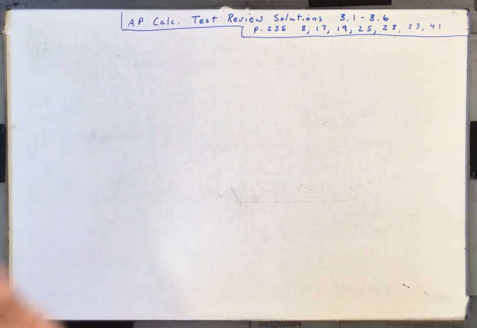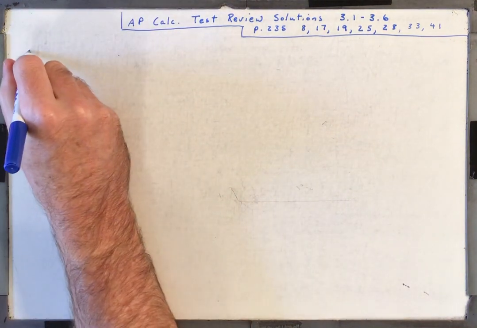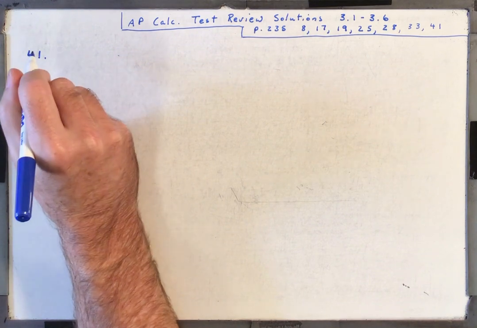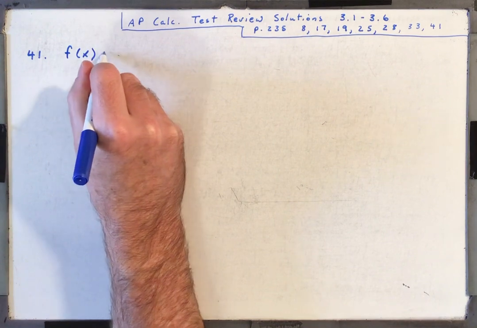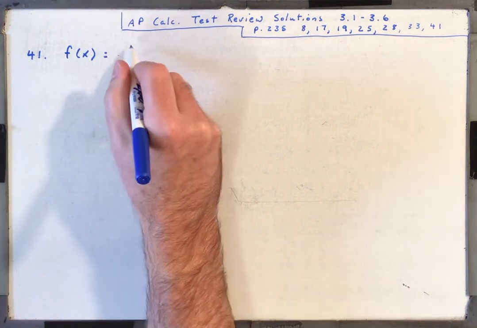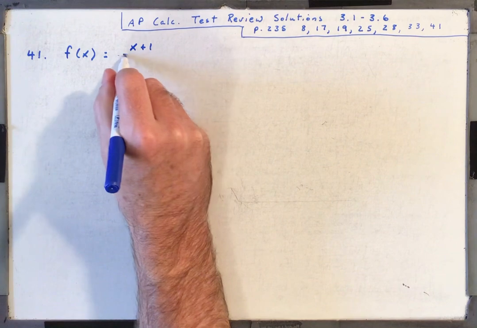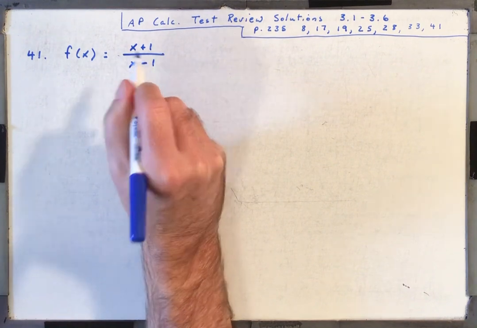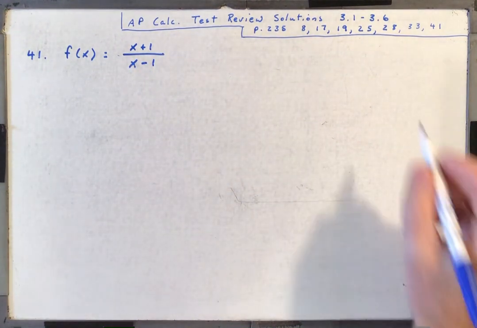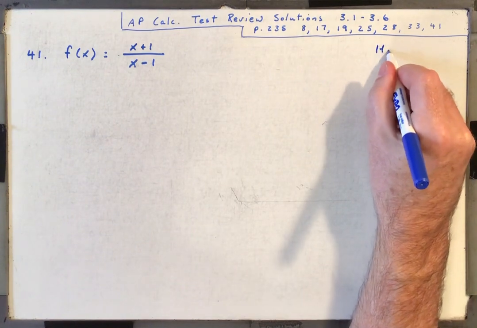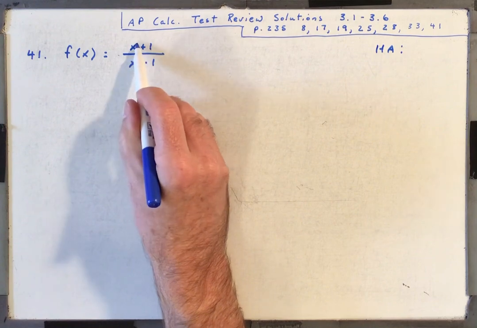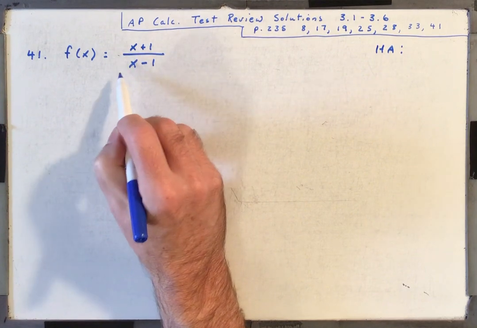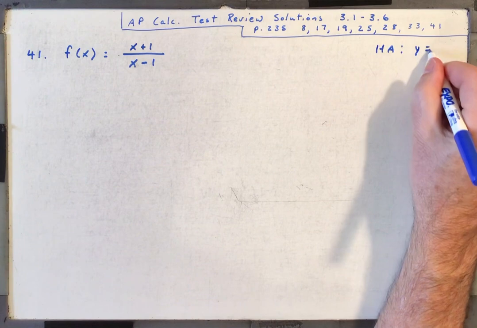Okay, let's do number 41. We need to do one that's got some asymptotes, right? That adds a little bit to the complexity. So here we have f of x is equal to x plus 1 over x minus 1. So I like to do the asymptotes first. We do have a horizontal asymptote. If you eyeball that, really the highest power is to the first power on both of those. The coefficients are 1, so at y equals 1.